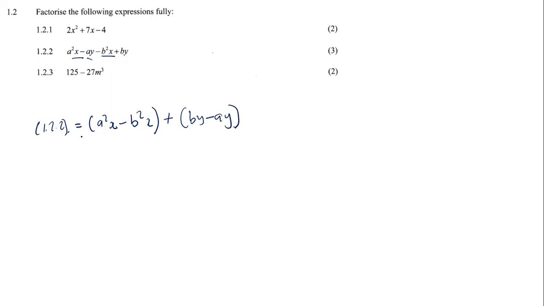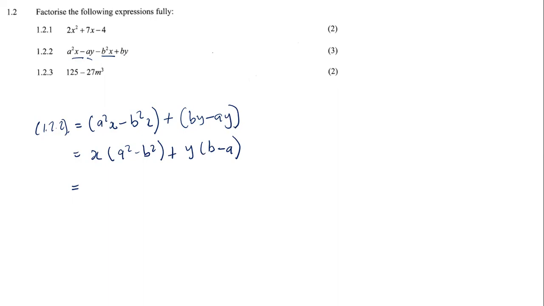Now, let us do what we did. We grouped and then we factorize. What is the common factor here? It's x. We take x outside of the bracket. We have a² − b², close bracket. Plus, we take y outside of the bracket, and then we have b² − a². This is not the final answer because we can see that a² − b² can be further factorized.